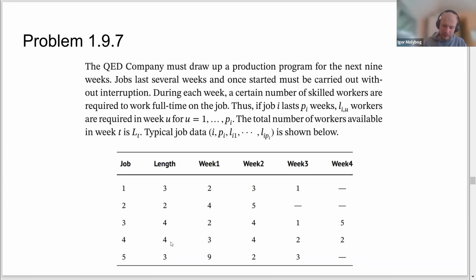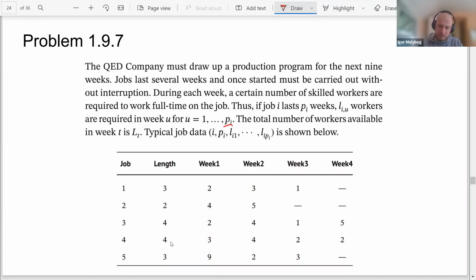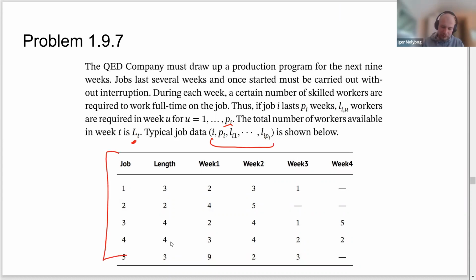So we have a company that draws up a production program for the next 9 weeks. Jobs last several weeks, and once started must be carried out without interruption. During each week, a certain number of skilled workers are required to work full-time on the job. Thus, if job i lasts p_i weeks, l_iu workers are required in week u for u from 1 to p_i. The total number of workers available in week t is l_t. Typical job data is all of these numbers put down in the table below. We have to do all of these jobs. We just don't know when, in which order.